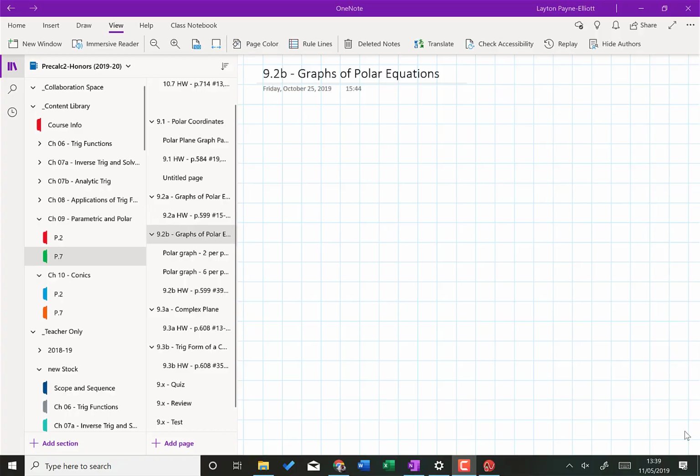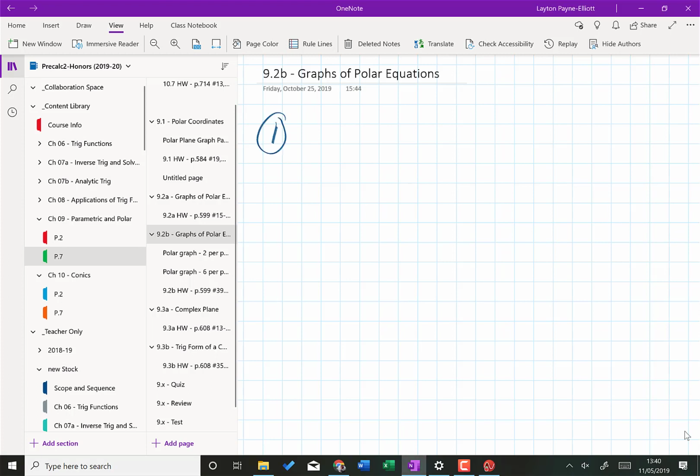This is nerve-wracking. So, as the first day of graphing some more complicated shapes with polar equations, one of the things you need to know is that we're not going to be converting these into rectangular coordinates. We're going to be operating entirely within polar coordinates.